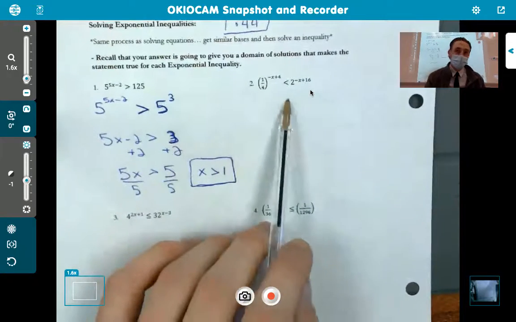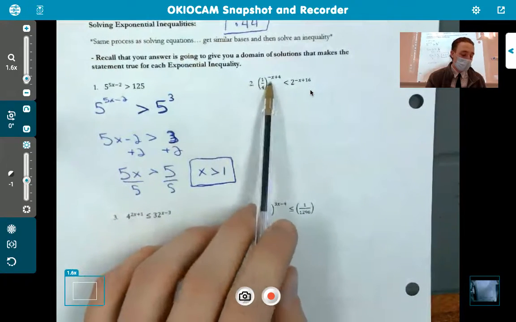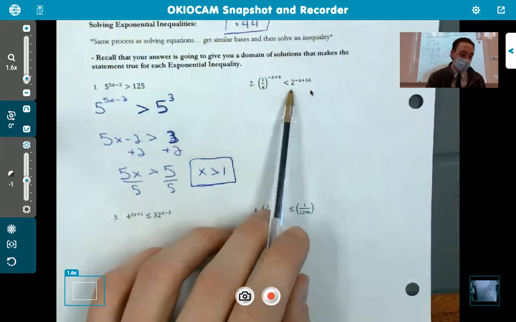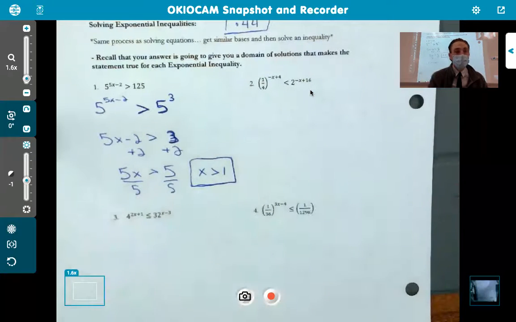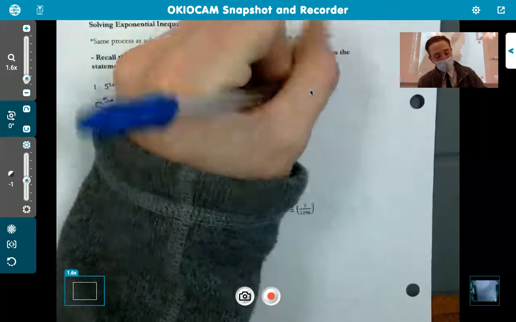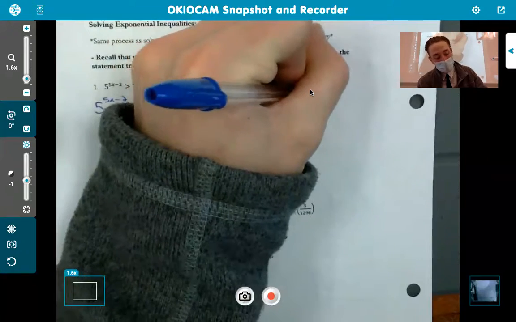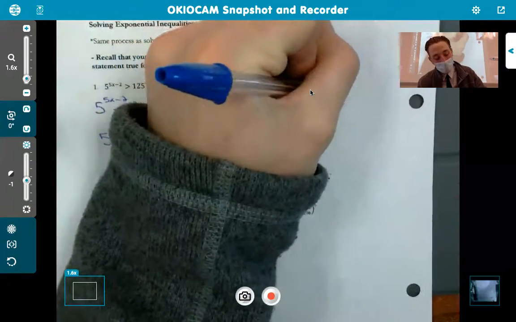Example 2. So I have 1/4 raised to the negative x plus 4 is less than 2 to the negative x plus 16. If I'm looking at this problem, which base should I keep the same? So what side should I not change, essentially? The 2, right? So I'm going to leave the right-hand side as 2 to the negative x plus 16.